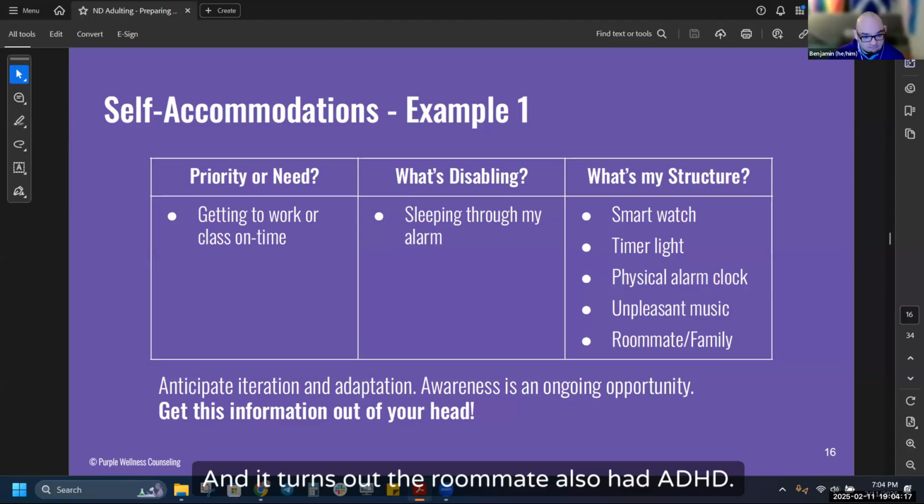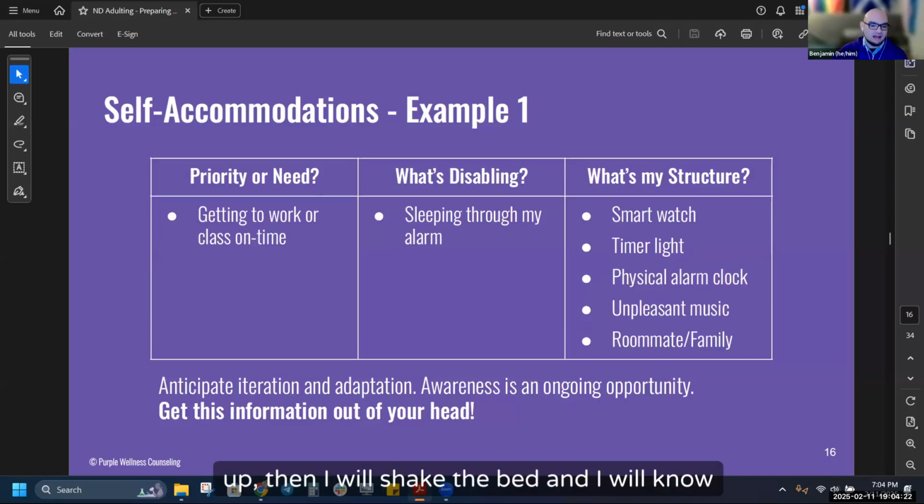And it turns out the roommate also had ADHD. And so the two of them mutually made an agreement of, okay, if you're not waking up, then I will shake the bed, and I will know that you're going to do that for me.